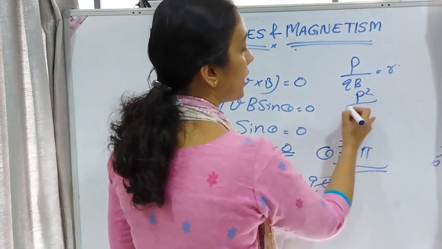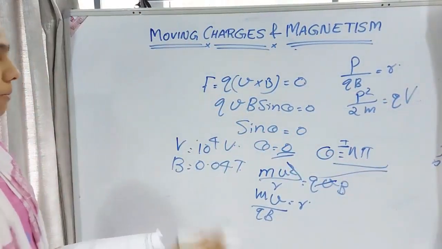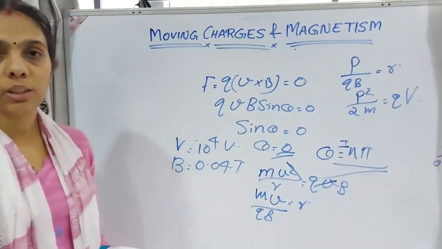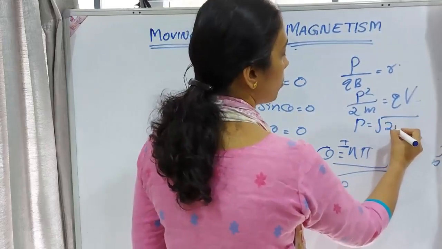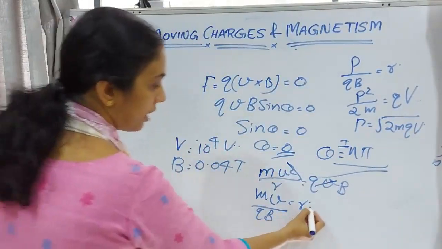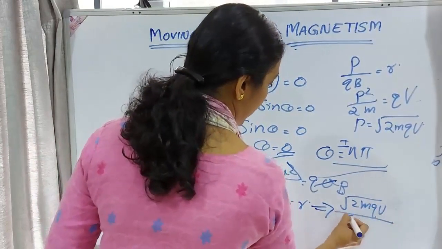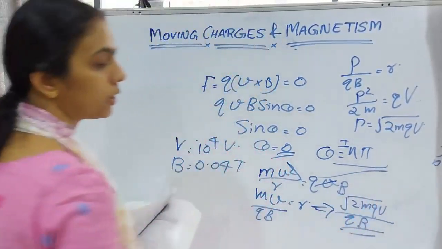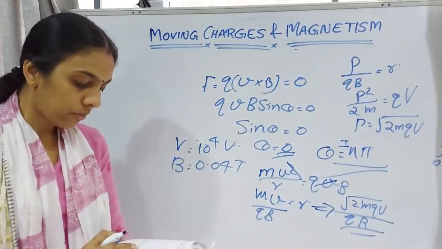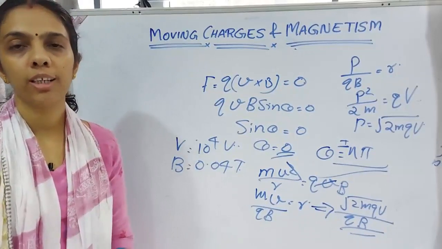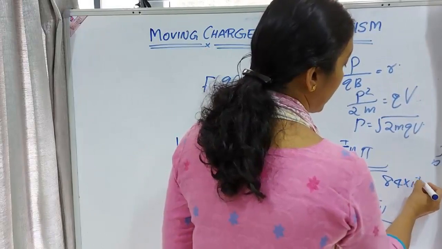We know p square by 2m equals q into v, the potential. Because we have potential here, velocity we don't have, right? So from here p we will get as root of 2mqV. So instead of mv we can substitute root of 2mqV divided by qB. Mass of electron we know, charge of electron we know, potential we have, B we have. You can find out the value. While finding it, you will get 8.4 into 10 to the power minus 3 meter.